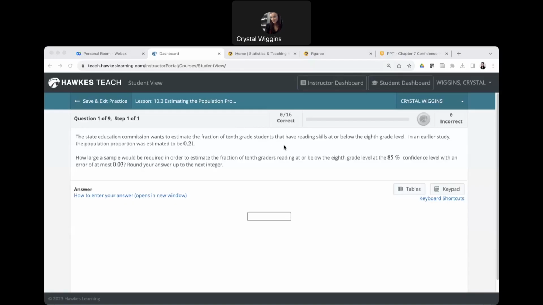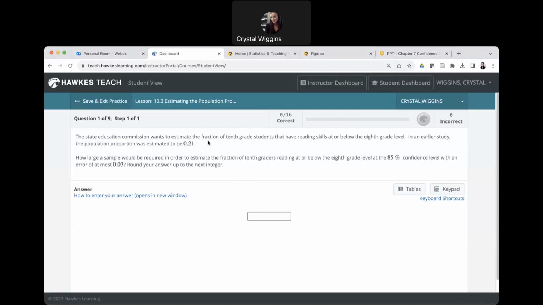Okay, this video is focused on section 10.3 and the Rguroo applications. Plus, I'm going to cover the minimum sample size for proportions, as the formula is different than the minimum sample size for the means. So first up, the State Education Commission wants to estimate the fraction.